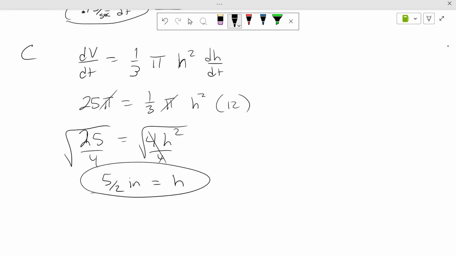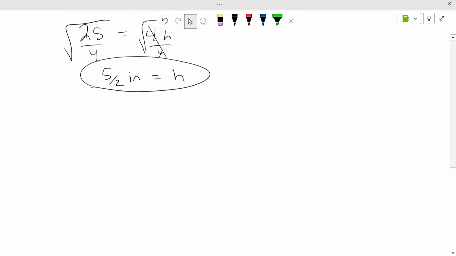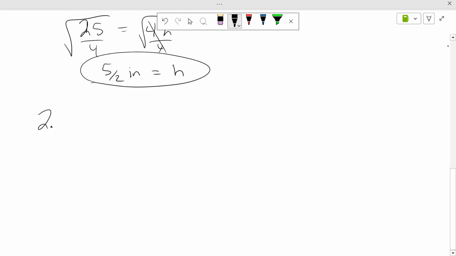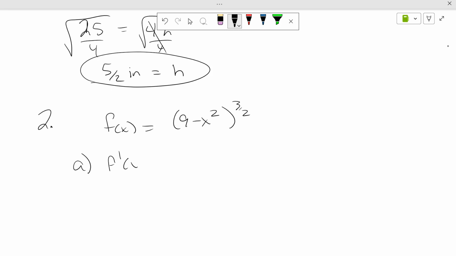Because we divided by 4 and then took the square root. So 2.5 is also just fine to put down for an answer there. Okay? Number 2 is also a derivative problem. F of x equals 9 minus x squared to the 3/2 power. And it says for part A, find the first derivative.